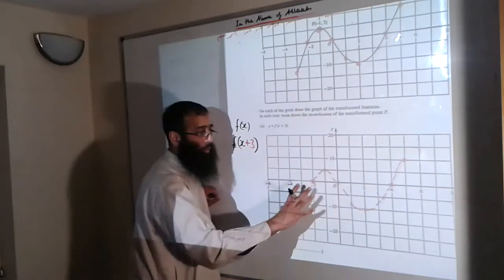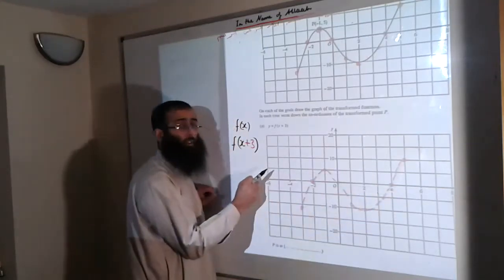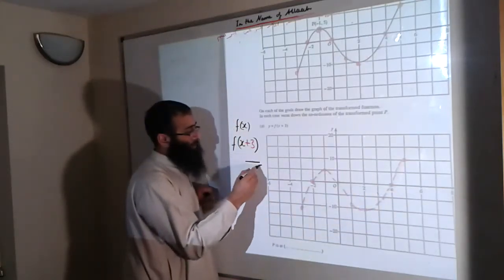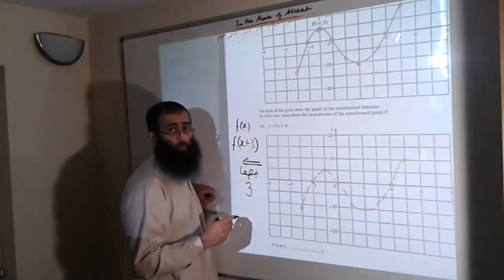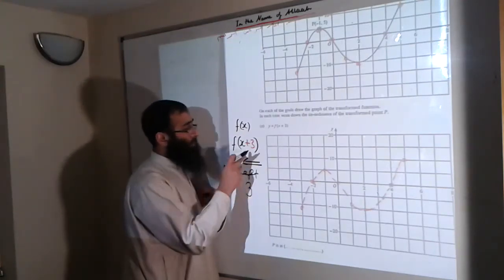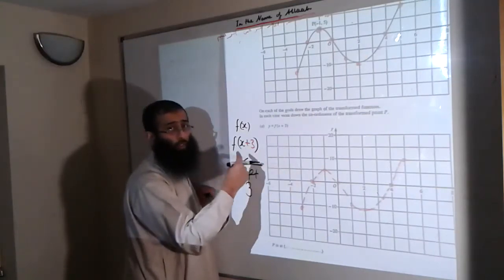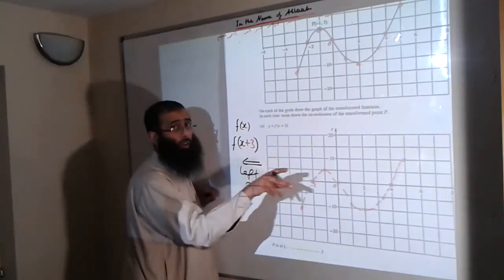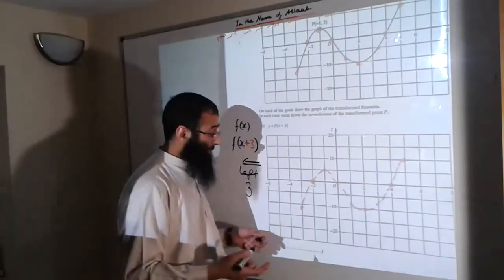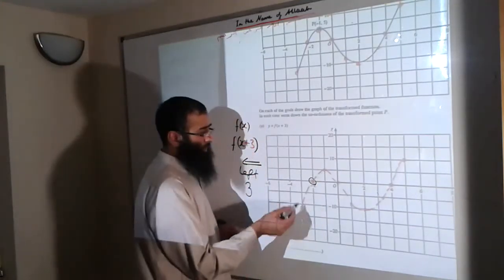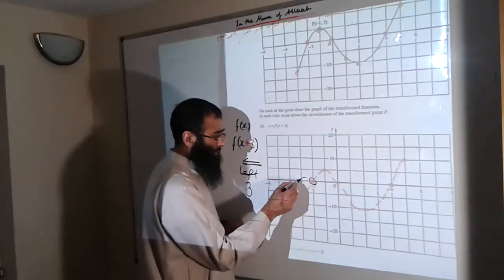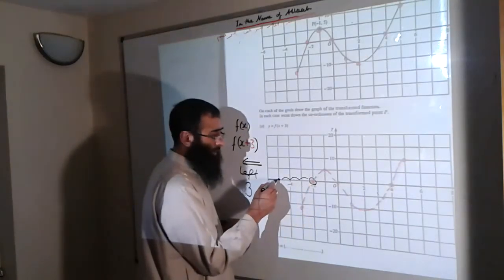So we're going to move the whole function here, and grab it and drag it across by 3. So we're going to move everything to the left by 3 places. Okay, plus 3 means move it to the left 3. If it's minus 3, it means move it to the right by 3. So let's start doing the movement now. So let's grab each point. So minus 2, if we take away another 3, we'll end up at minus 5.